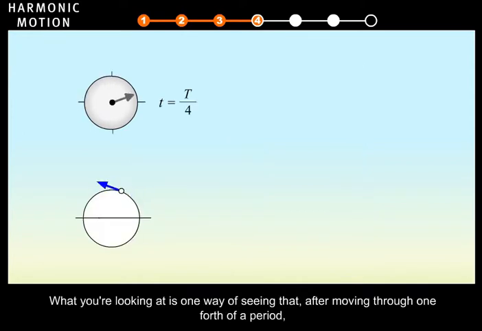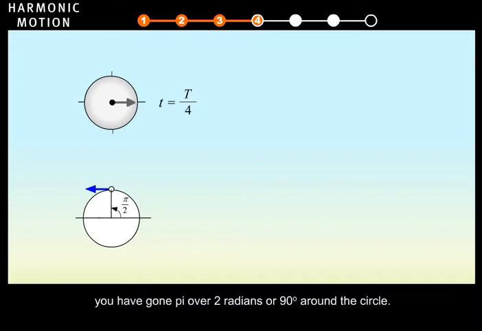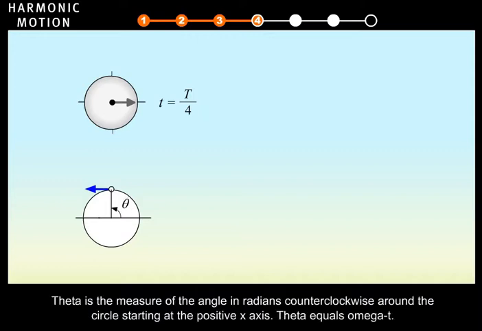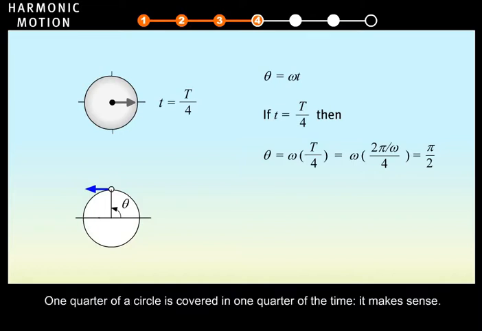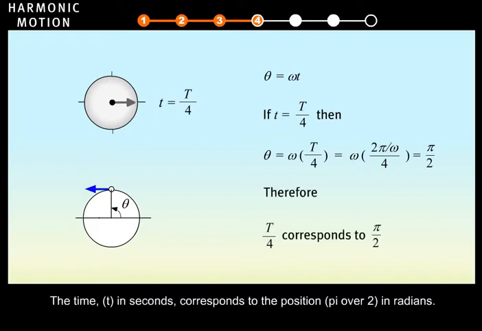T can be written as T equals 2 pi divided by omega. What you're looking at is one way of seeing that after moving through 1/4 of a period, you have gone pi over 2 radians, or 90 degrees around the circle. Theta is the measure of the angle in radians counterclockwise around the circle, starting at the positive x-axis. Theta equals omega t. 1/4 of a circle is covered in 1/4 of the time. It makes sense. The time, T, in seconds, corresponds to the position, pi over 2, in radians.